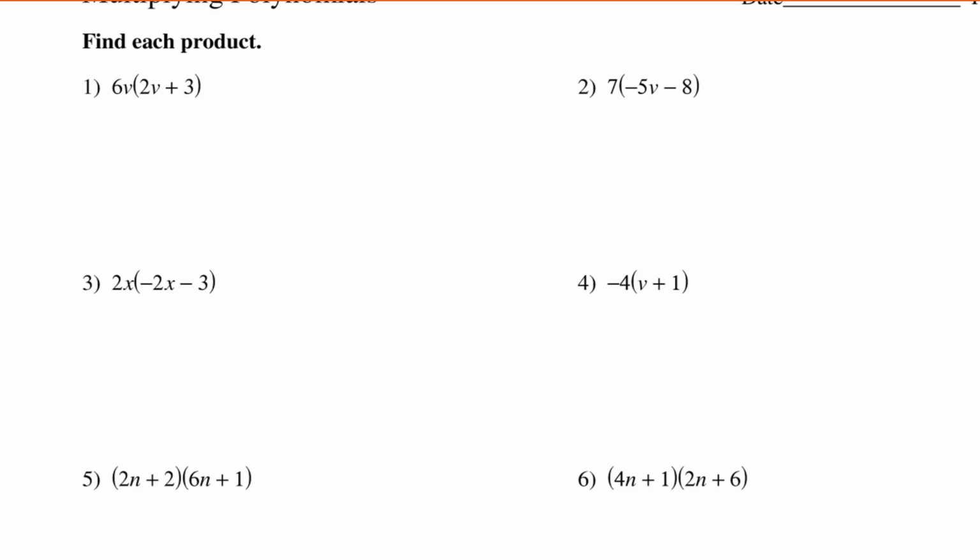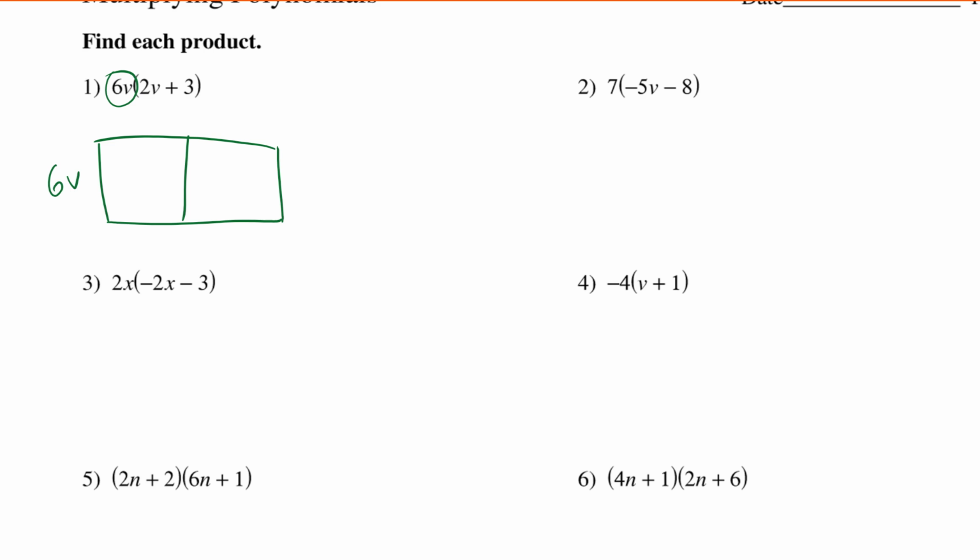So, to do the first one, what does my box look like? It's a 1 by 2 box, yeah? So it's just like that. Okay, so we've got the 6V goes here because we're multiplying.